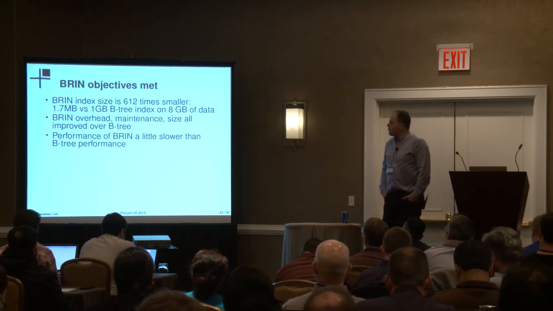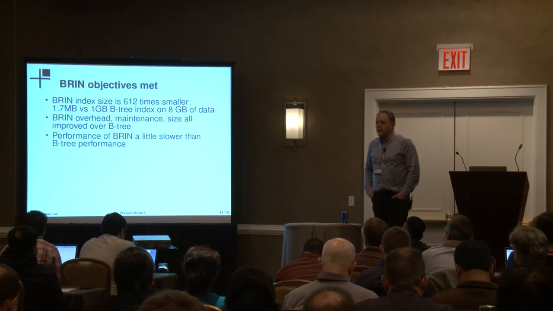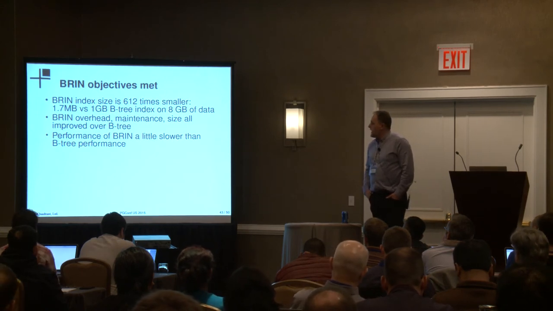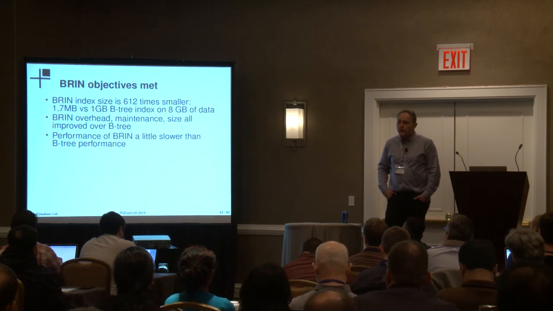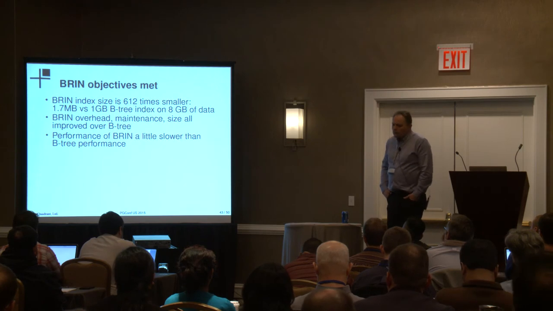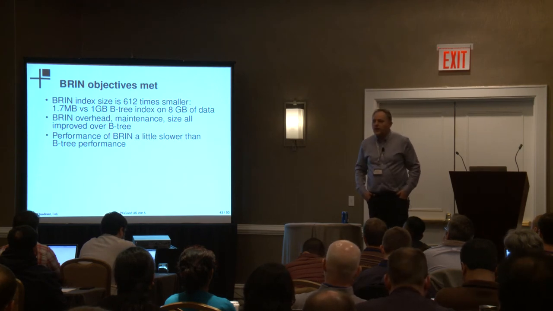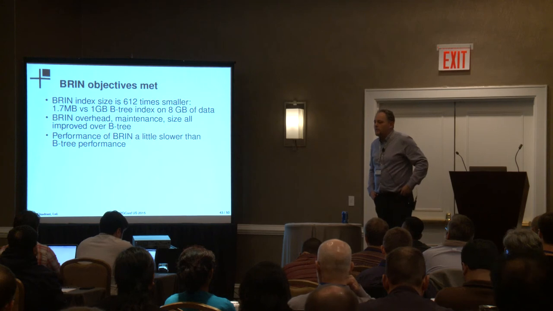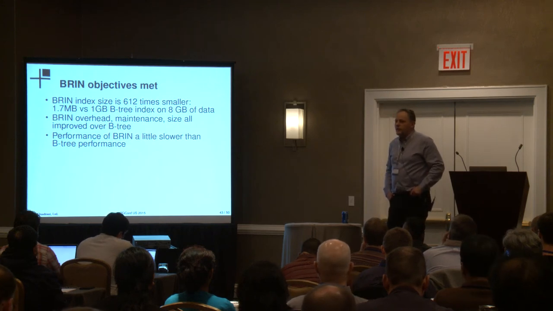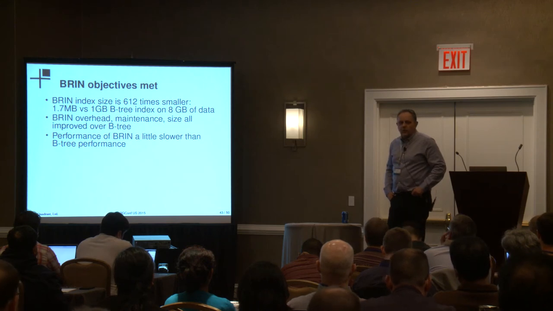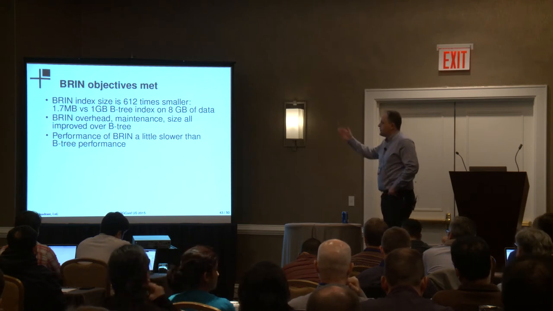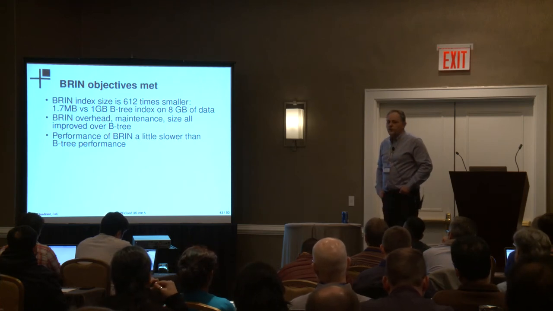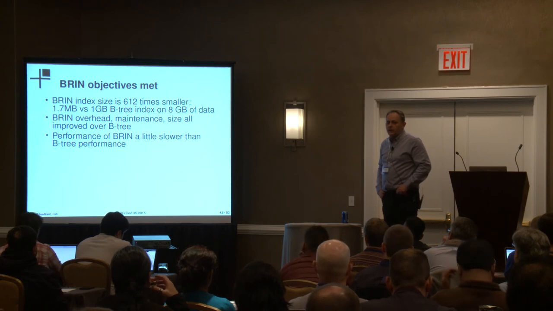But the overall results were that practical tests were showing that a BRIN index is 612 times smaller than a B-tree. Obviously, that's just one measurement. Don't expect it to be exactly the same. There are some configurable parameters that you can set on a BRIN index, and it will also depend upon how your data is organized. But in general, you should see massive reductions in size when using a BRIN index.